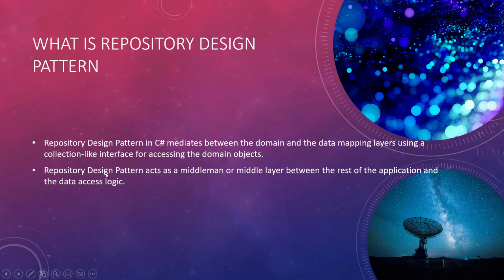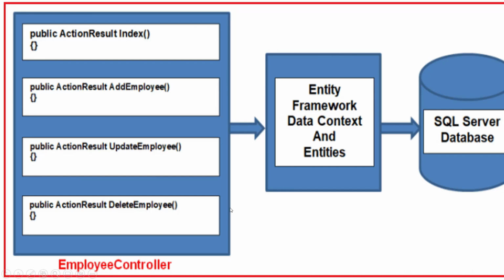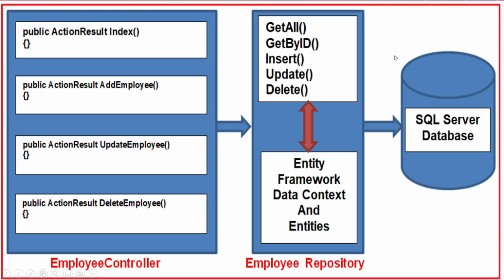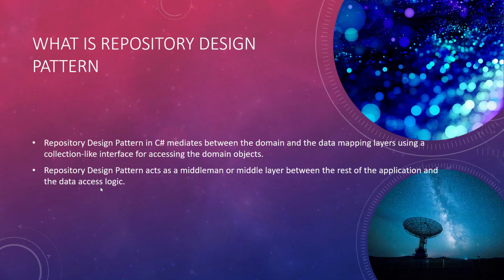So we can just use a simple term. It acts as a middleman or a middle layer between the rest of the application and the data access logic. If you look here, this is the data access layer and this is the business logic. This repository pattern acts as a mediator between these two, and it actually hides the information being retrieved from the data source. I hope you have got basic information about the repository design pattern, how it works, and also the advantages of using this design pattern.